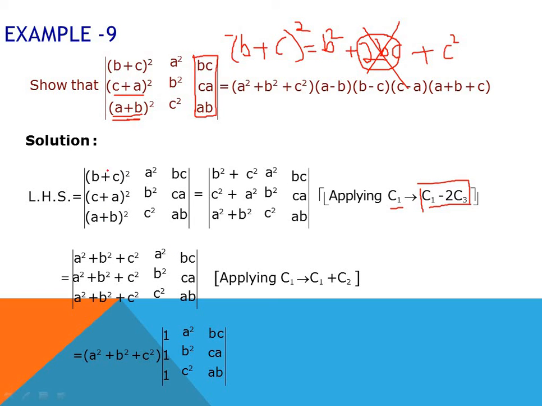Once this middle term is eliminated from all three equations, you will be left with b square plus c square as the first element, c square plus a square as the second element, and a square plus b square as the third element of the first column.